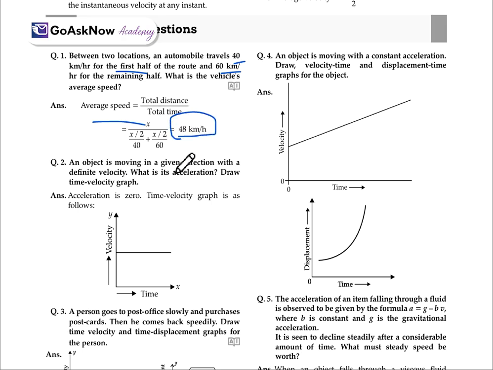An object is moving in a given direction with a definite velocity. What is its acceleration? Also draw the time velocity graph. Acceleration is 0. And the time velocity graph will be as follows: velocity and then time, like this. It will be parallel to the time axis.